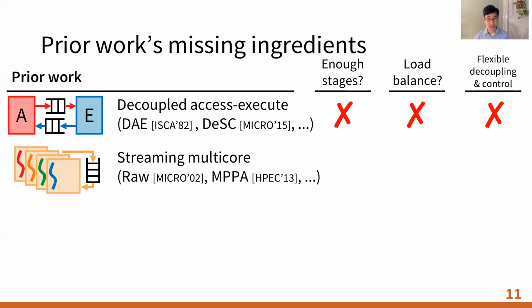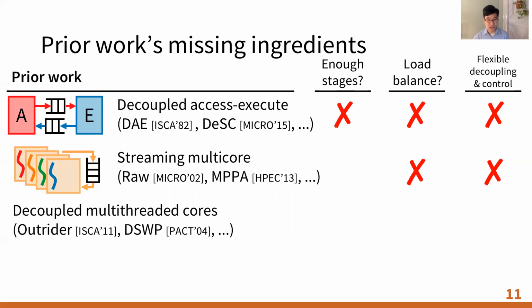Streaming multi-core systems, such as RAW and MPPA, use many more interconnected cores, but because stages are statically mapped to cores, they cannot dynamically load balance the fast varying work per stage that arises from running irregular applications. They're also limited in the way that they can communicate control flow between cores.